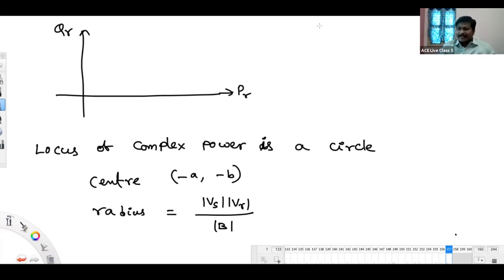So in the exam, there is a possibility of asking you, by giving some data, what will be the radius of the circle, or to draw the complex power locus as a circle. That type of question we have a possibility of getting in the examination. Okay, yeah. So next.